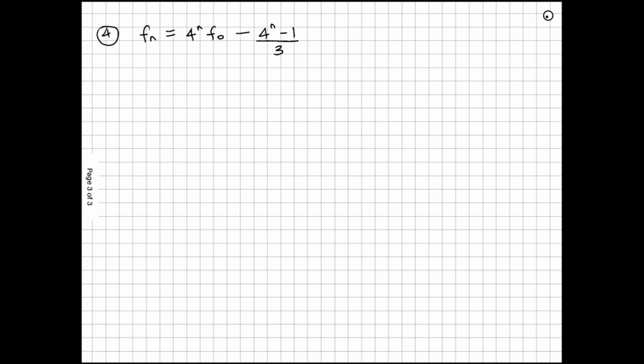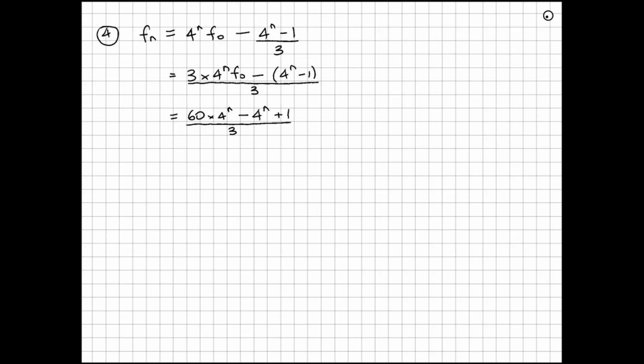And we can probably clean this up a little bit. So I'll get a common denominator. So it'll be 3 times 4 to the n f0 minus 4 to the n minus 1, all divided by 3. And then from there, because we know we're going to put f0 equals 20, we might as well just do that now. So 3 times 20 would be 60 times 4 to the power of n, minus 4 to the power of n, minus minus 1 would give us plus 1, all divided by 3.